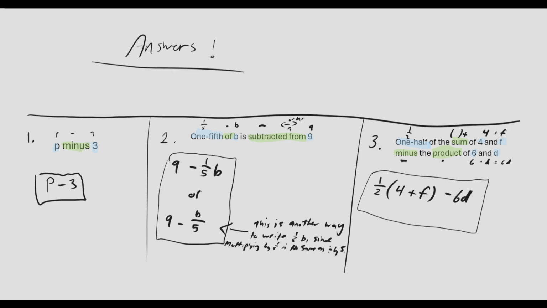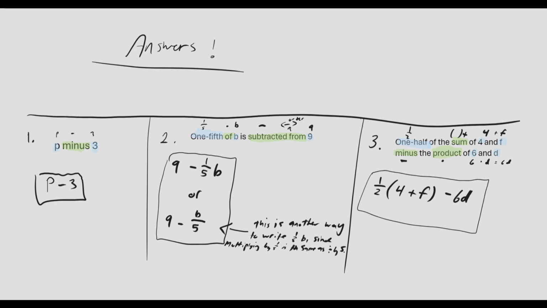For number 2, 1/5 of b is subtracted from 9. 1/5 is the fraction 1 over 5. "Of" means times. You've got a b. "Subtracted from 9" means it's going to flip the order. So it's going to be 9 minus 1/5 b, or you can write it as 9 minus b over 5. That's 2 ways you can do it.